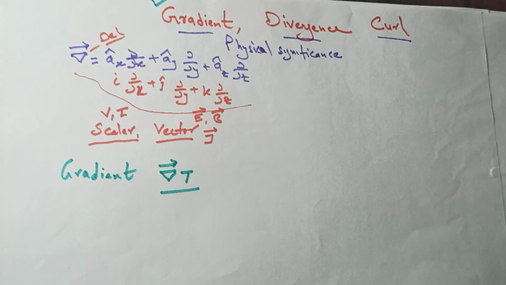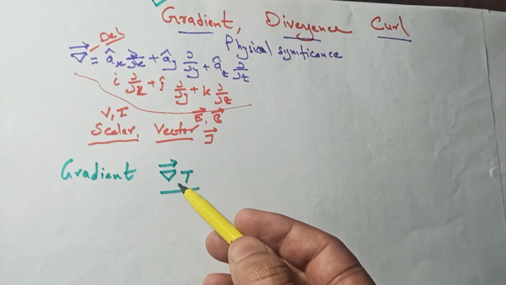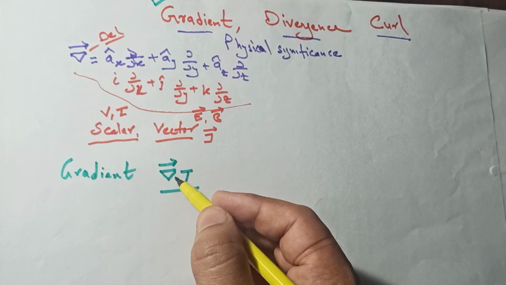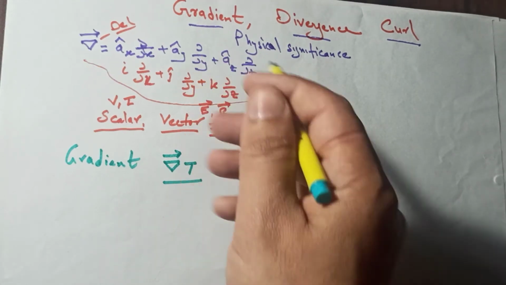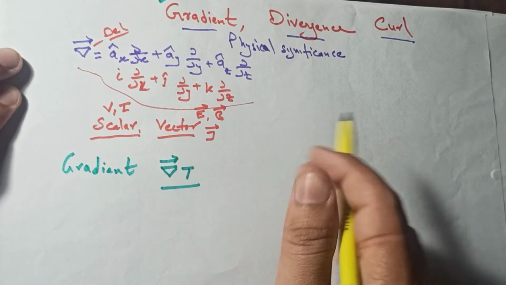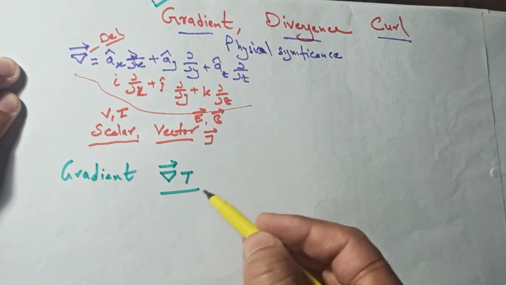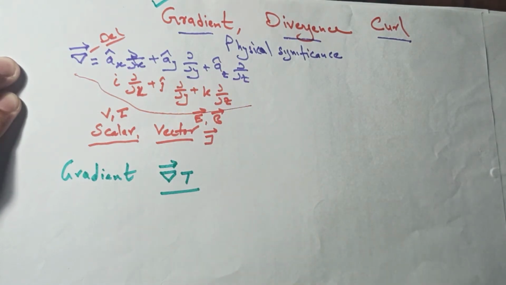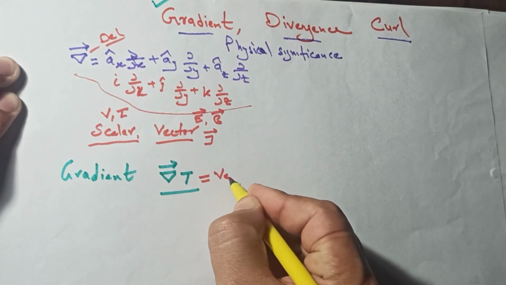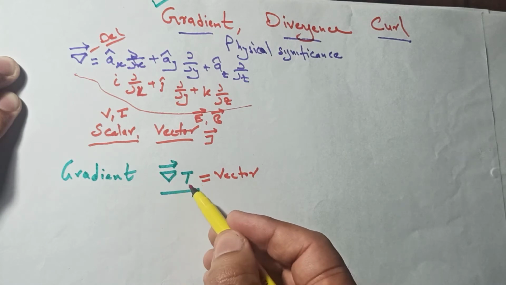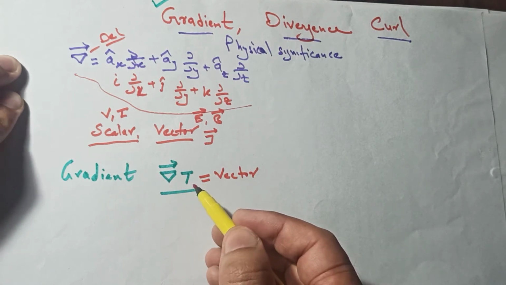So what is the physical significance of the gradient? If I am taking the gradient of the temperature, look here: del is a vector, as you can see from the values given here, because the unit vectors are there, and the temperature is a scalar quantity. So the output of this will be a vector, a simple multiplication with the temperature.